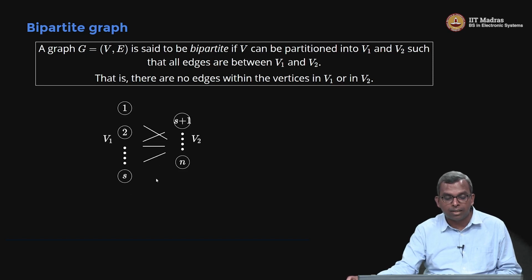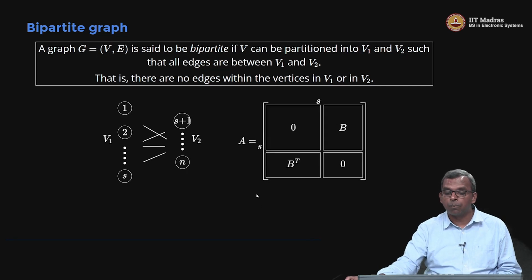There will be no edges here, no edges within here. So if you draw the adjacency matrix, what will happen? The adjacency matrix will go n by n, and the sth column and sth row will be here. Now from 1 to s to 1 to s, there are no edges. So this entire block is 0. From 1 to s by s plus 1 to n, there may be edges.